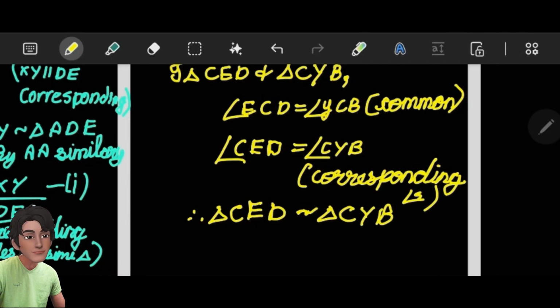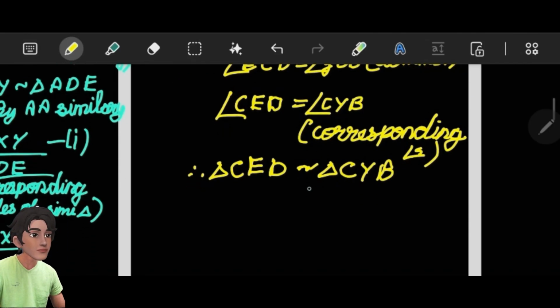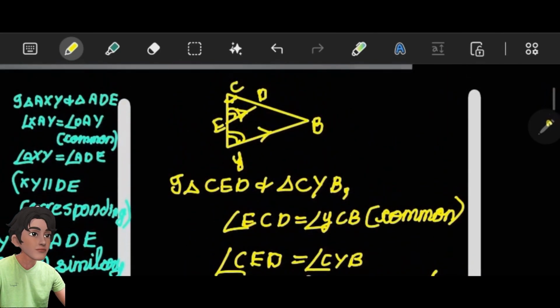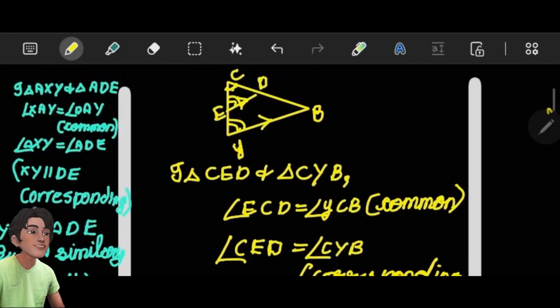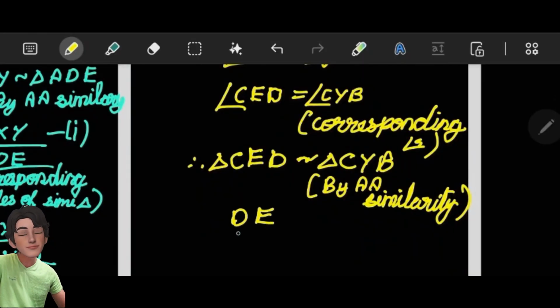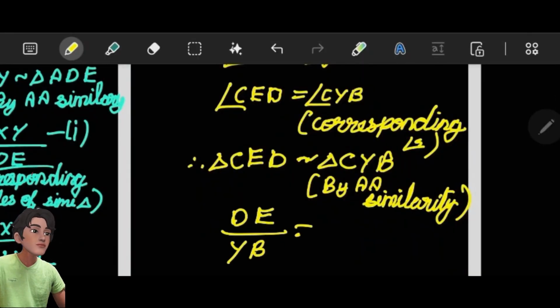Therefore, we can simply state that DE by YB is equal to CD by CB. And you have guessed it, as they are corresponding sides of similar triangles.